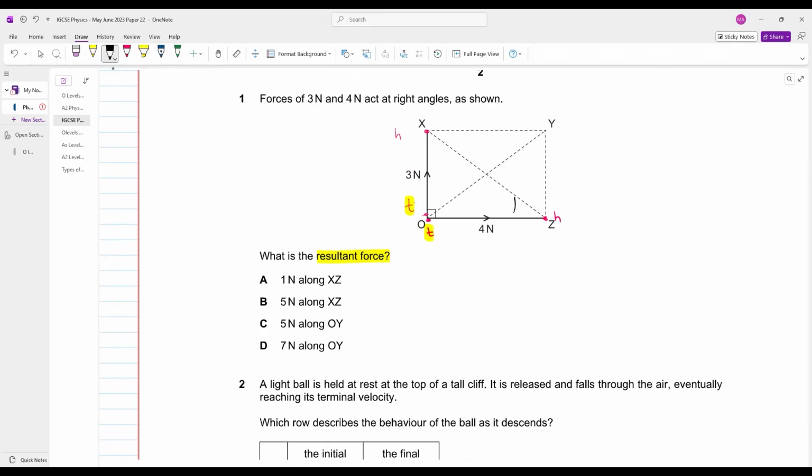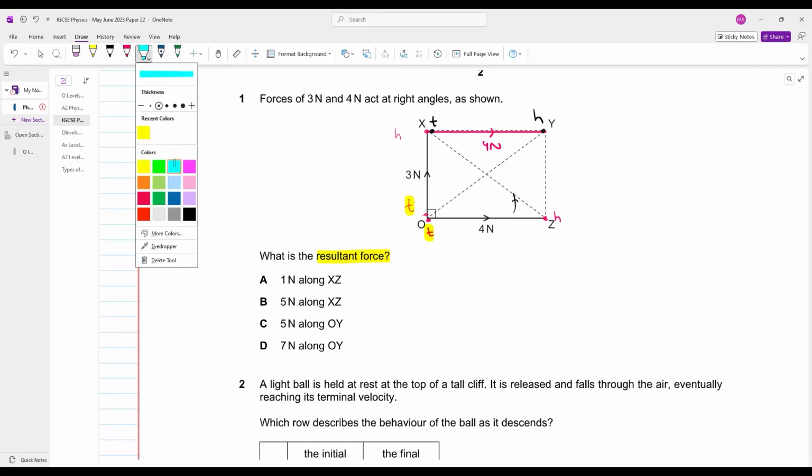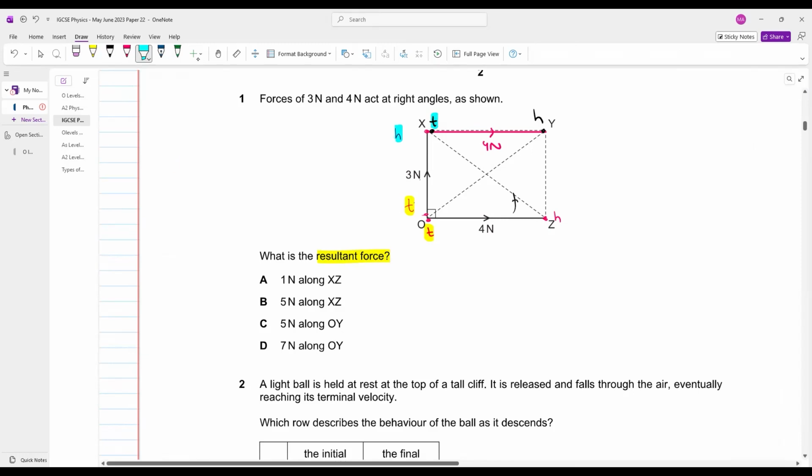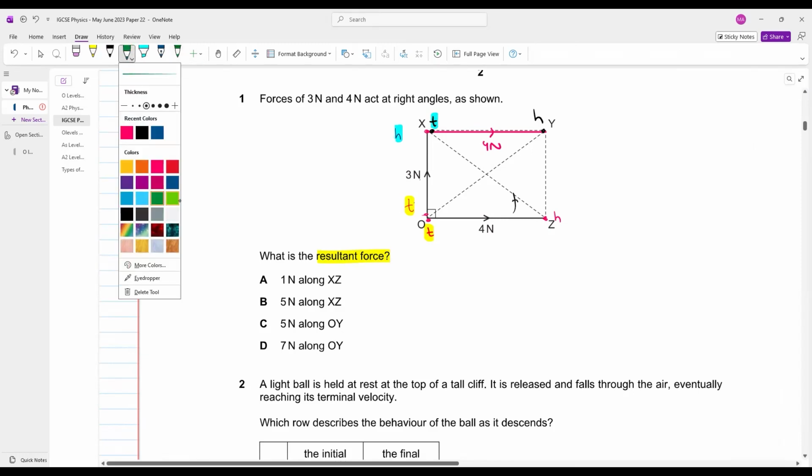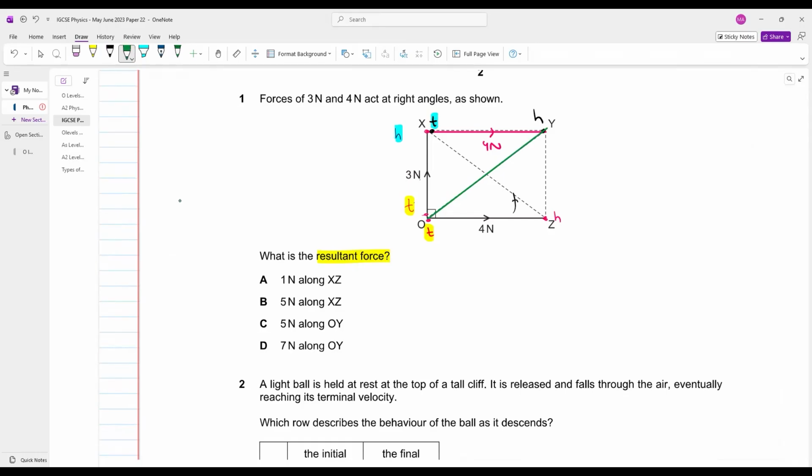So what we can do is take the 4 Newton vector to the top side like this. Perfect. Now this is your tail and this is your head. Can you now realize the head of the 3 Newton vector is connected to the tail of the 4 Newton vector? Can you make the resultant vector? Yes. This is your resultant vector.